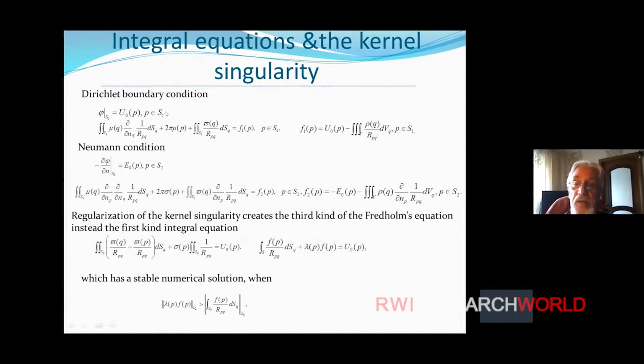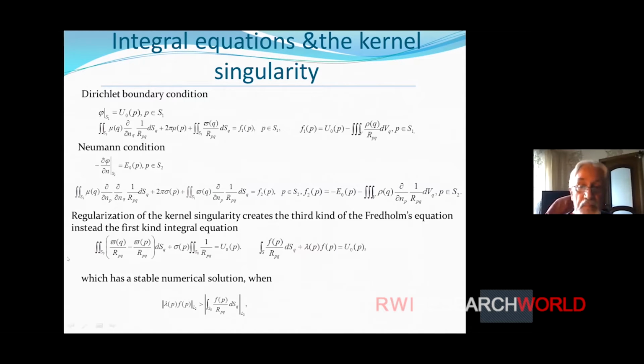Here, the first integral is the double layer potential with density mu, and the second integral is the single-layer potential with source density sigma. For the Neumann condition, we have zero integral equations, but all these equations have the kernel, which in the simplest case is 1 over R, where R is the distance between the observation point and the source point. And you see that when the observation point is very close to the source point, we have singularity.